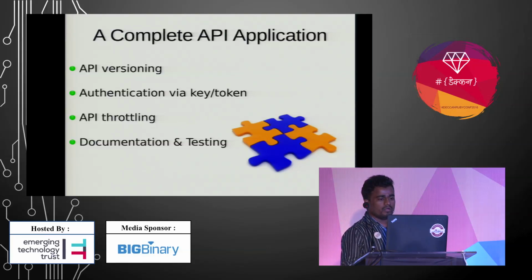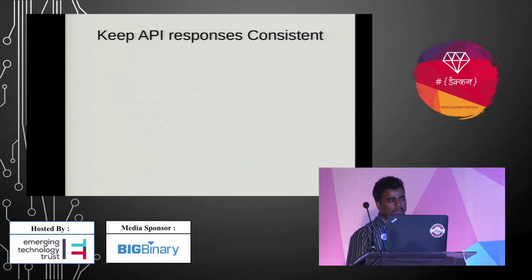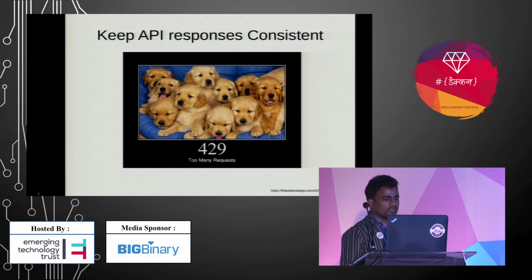So the next thing about APIs is that your API responses should be consistent. Your API client should get a clear message about what your backend server is saying. So that message can be propagated to the client, and that can be propagated to the user. It should not be like miscommunication between client and server.